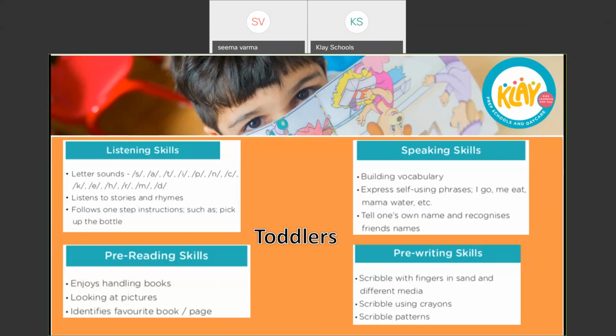Their pincer grip is not developed, but their palmar grip is getting developed with scribbling with fingers in sand in different mediums, scribbling using crayons, and of course the scribbling is all outside the given boundary. There are no boundaries. Scribbling patterns, and they're just figuring out how to use their finger dexterity and what kind of impact it is having on paper.